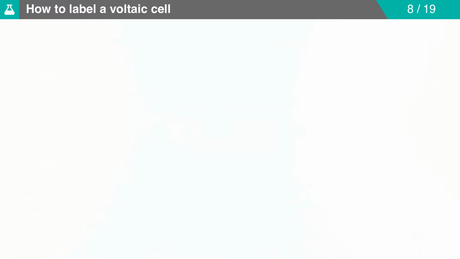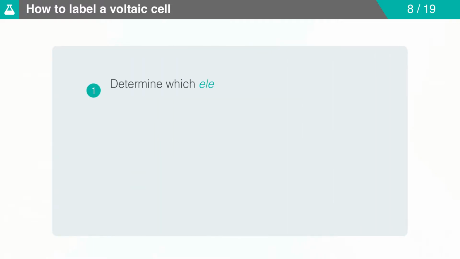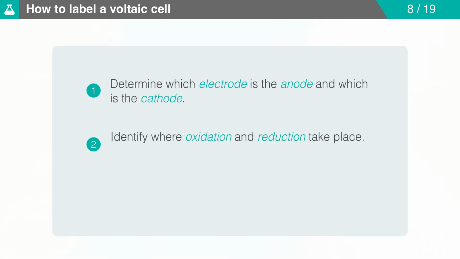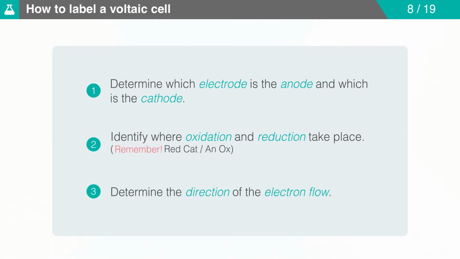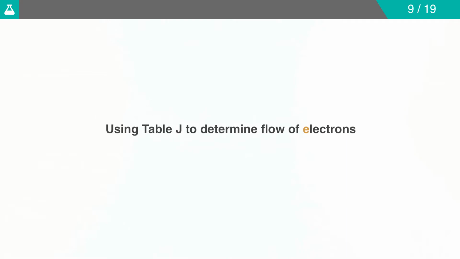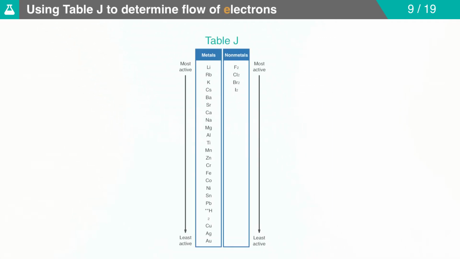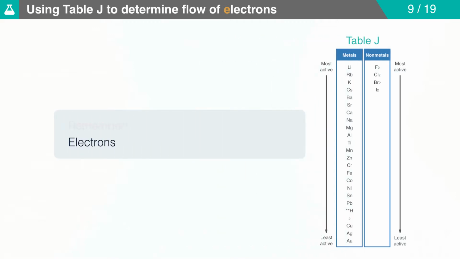So how do we label this voltaic cell? Well, first we're going to determine which electrode is the anode and which is the cathode. Identify where oxidation and reduction take place using our Red Cat An Ox, and determine the electron flow. As I mentioned earlier, we're going to use table J to do this. So the more active metal, higher up, as we said, is more easily oxidized. So remember this: electrons will flow from high to low. So electrons flow from the higher up metal to the lower down metal.